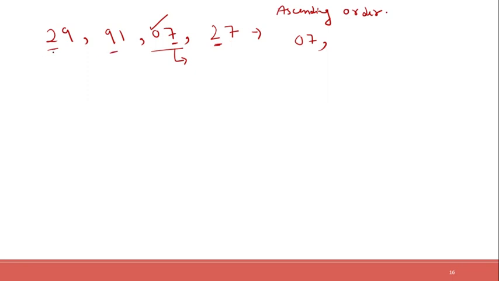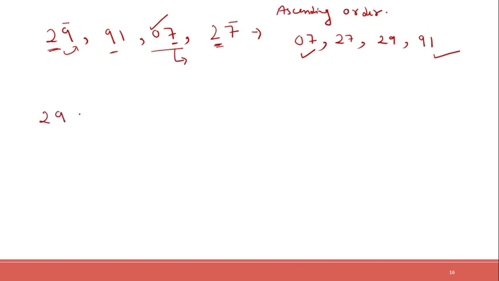2, 2, 9. So 2 is smaller, but here 2 and 2. If the digits are same, we'll check the ones place. Here it is 9, here it is 7. So which is smaller? 7. So we'll write 27 here, then 29, and then the remaining 91. So 7 is the smallest, 91 is the greatest. Got it?